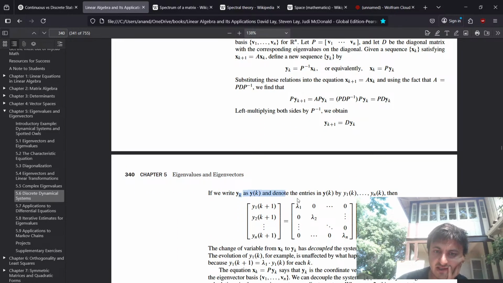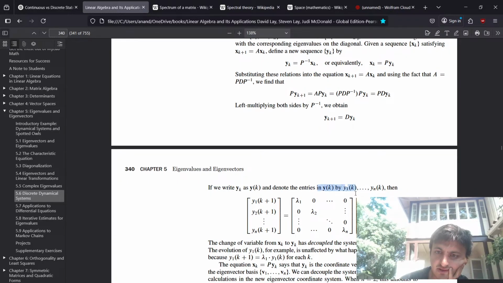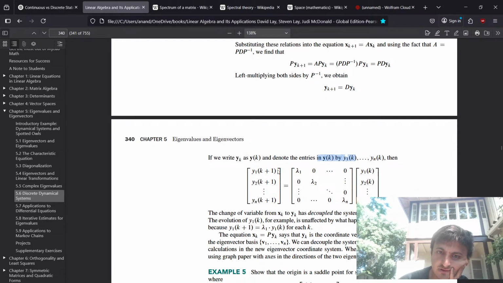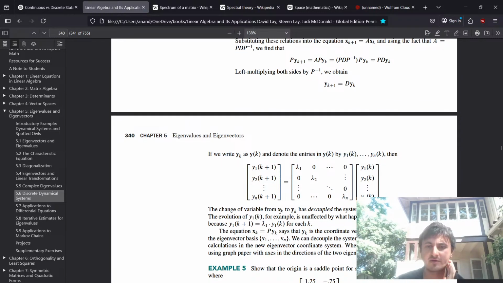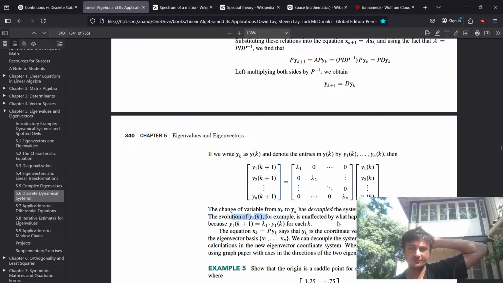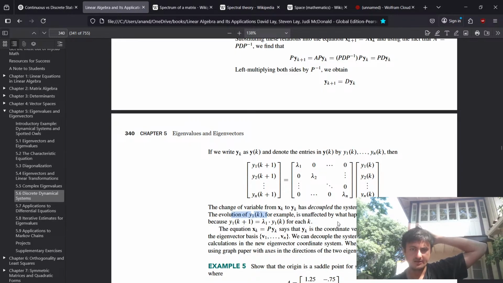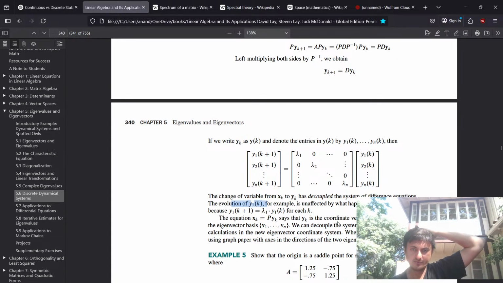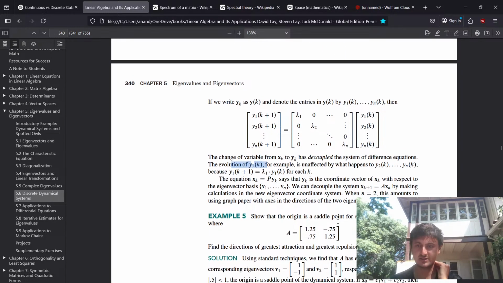If we write yk as y of k and denote the entries by y1 to yn, the change of variable has decoupled the system of differential equations. The evolution of y1, for example, is unaffected by what happens to y2 to yn. The equation xk equals Pyk says that y of k is the coordinate vector of xk with respect to the eigenvector basis. That's what I was saying, bro.